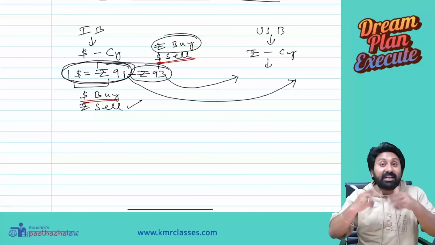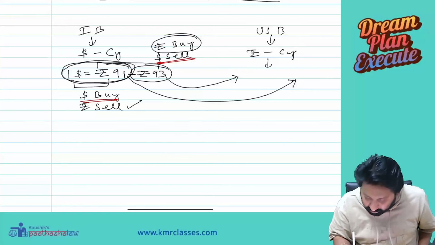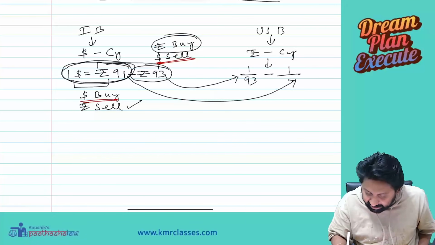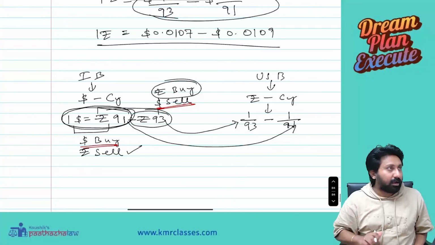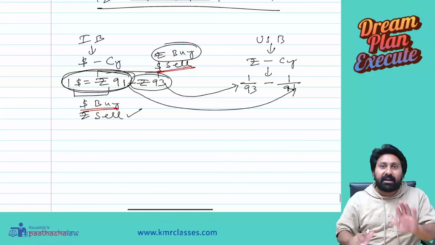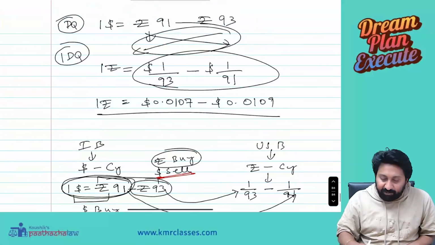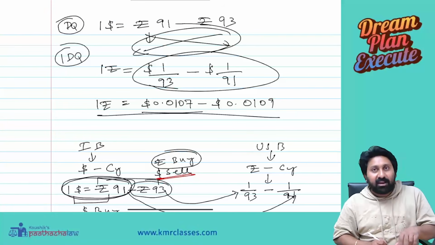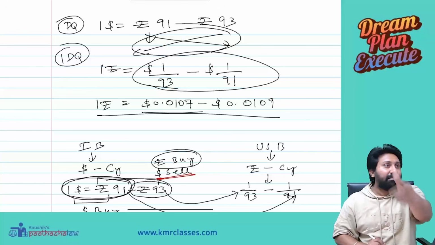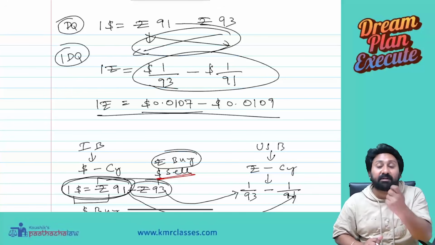But we are writing indirect, na? You have to do 1 by. So 93 will come first, 1 by 93, and next 1 by 91. That's how this crisscrossing is done. Understood the point? Such that the bid rate is always lower than the ask rate. If you directly take 1 by 91, 1 by 93, you will get 0.0109 and 0.0107. Bid will be more than ask, which is against the basic principle of Forex.